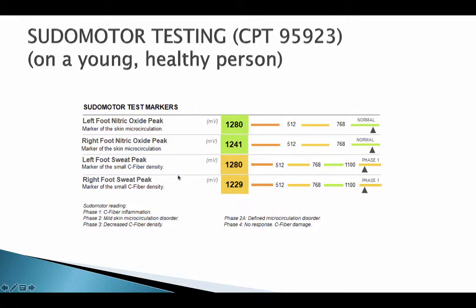And if you have a decreased amount of sweat, then you have decreased C fiber density, and the C fibers are the autonomic nerves controlling sweat on the bottom of the feet. And the autonomic nerves are the thinnest nerves in the body, and so this is a sensitive test for early peripheral neuropathy.